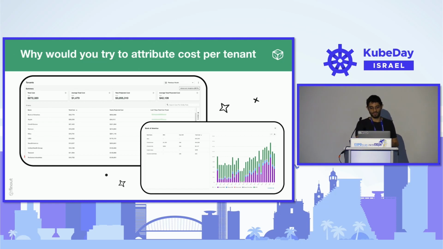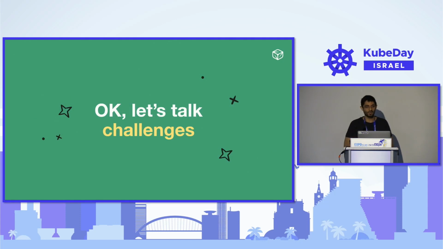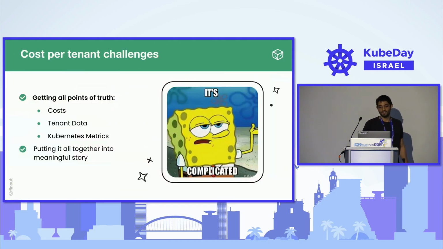So let's begin. Let's first talk about the challenges in building this entire story of allocating cost to business units. It doesn't have to be complicated, but it is comprised of 3 main aspects. One of them is the cost, which we need to put all in one place. The second is the tenant data.